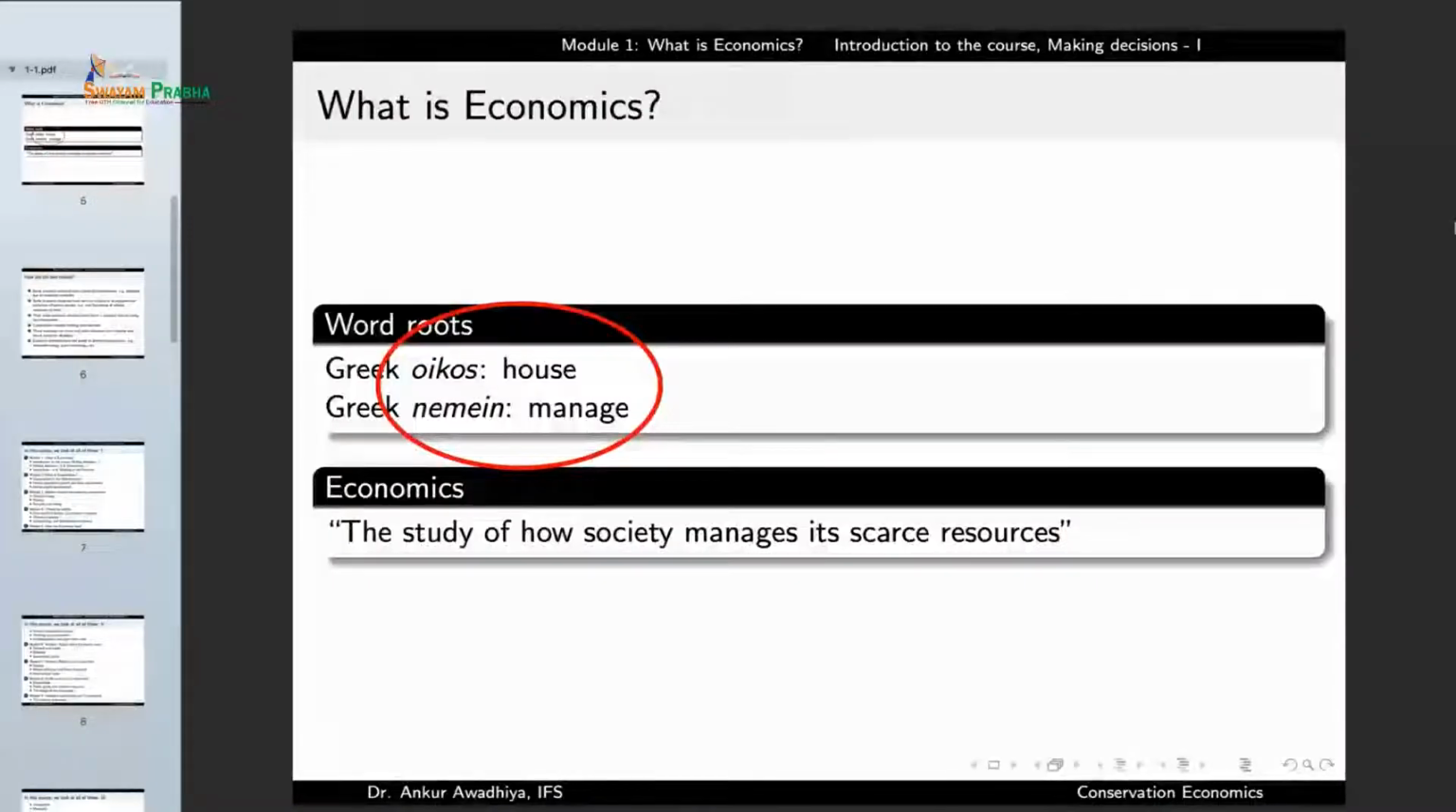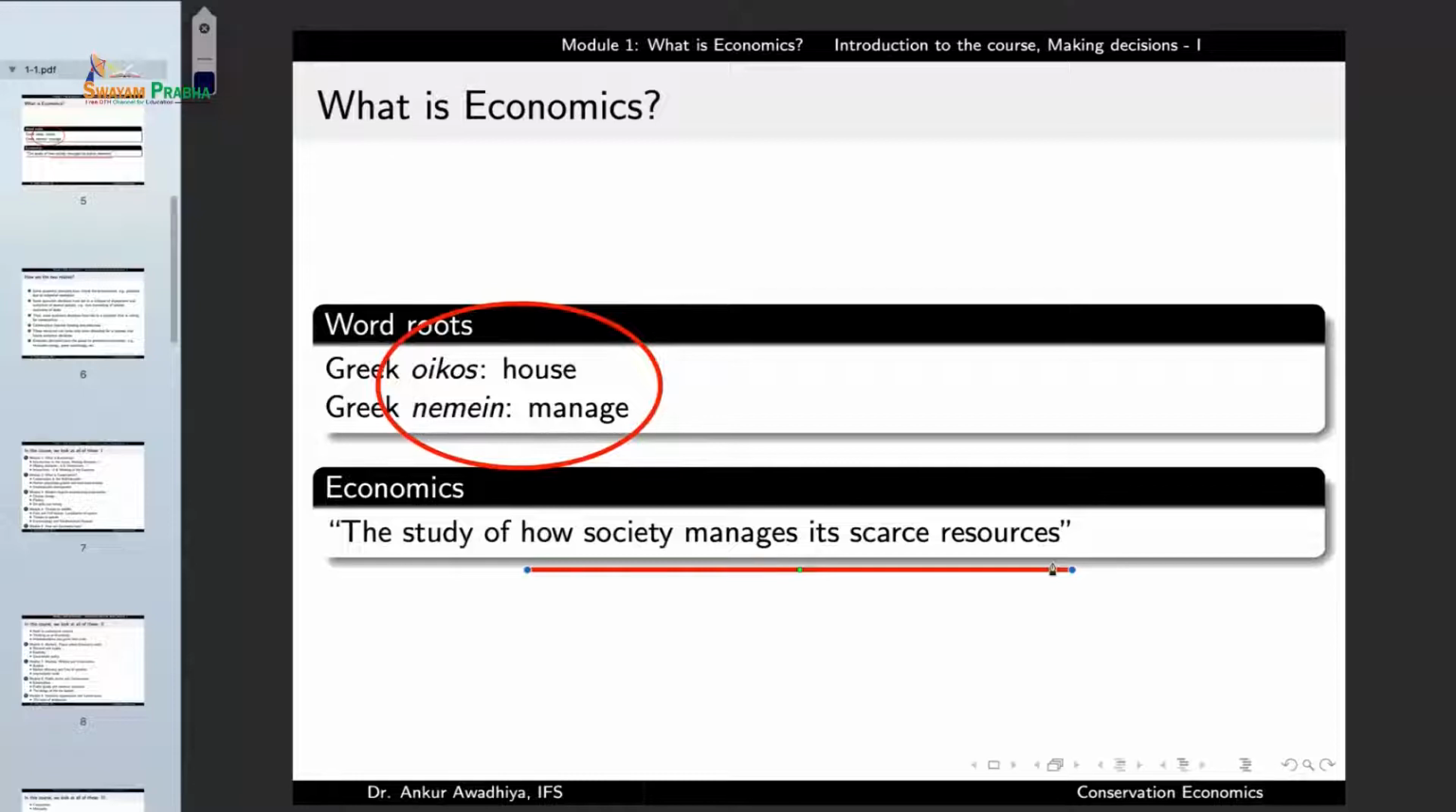The children might like to eat sweet items more, but the adults might want to go for more healthy food items. They want to have salads more. Now, you need to make these decisions: what to produce, for whom to produce, when to produce, how much to produce. And these are the same decisions that we need to make even at the level of the society. So economics is derived from the word roots house and manage. So it is the science of managing the household or the science of managing the society. The study of how society manages its scarce resources.